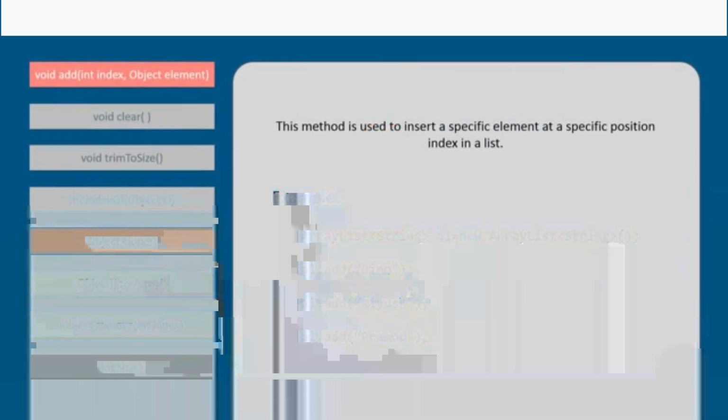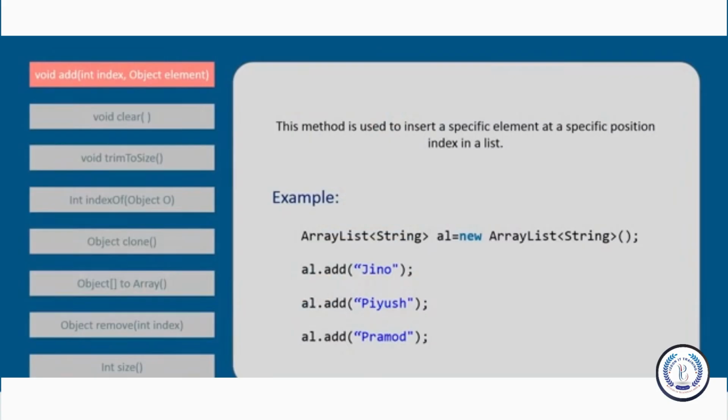First, add method. This method is used to add the elements to the ArrayList. That is, it is used to insert a specific element at a specific position index in a list. For example, you can create an ArrayList and go on adding the elements using the add method. We will demonstrate and see all the methods of ArrayList in Eclipse after knowing the concepts of them.